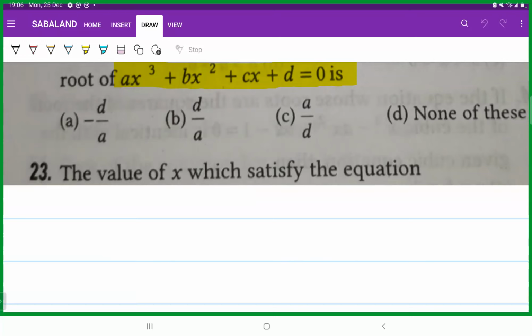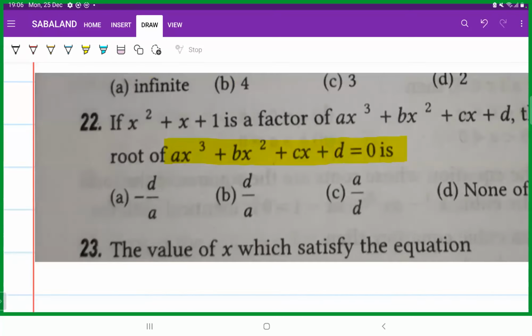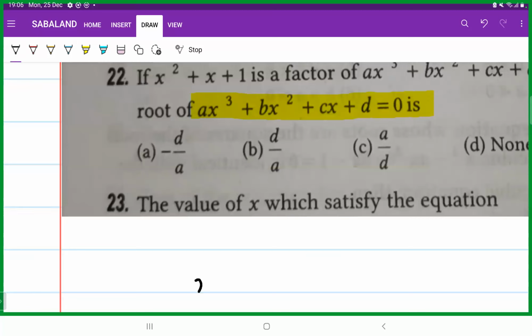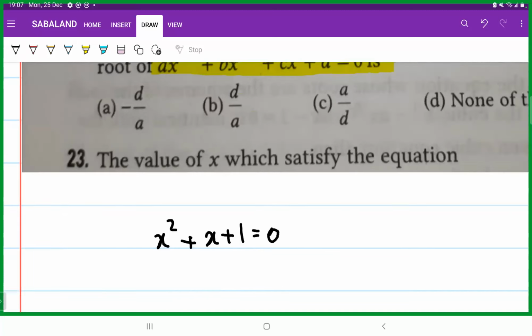So let's find the roots of x square plus x plus 1 equal to 0. This is a very familiar equation to us, because the roots of this are basically omega and omega square. It's not very difficult to prove why it is omega and omega square. You can do it for yourselves.